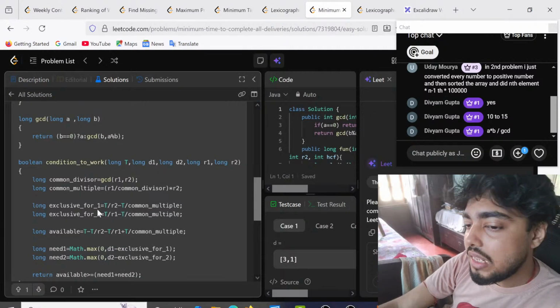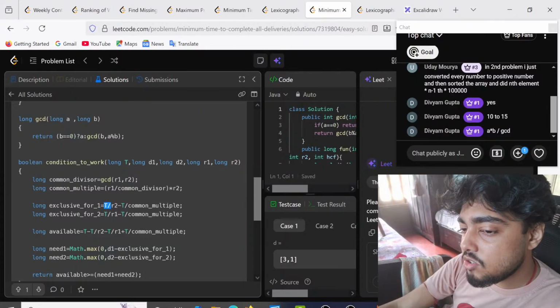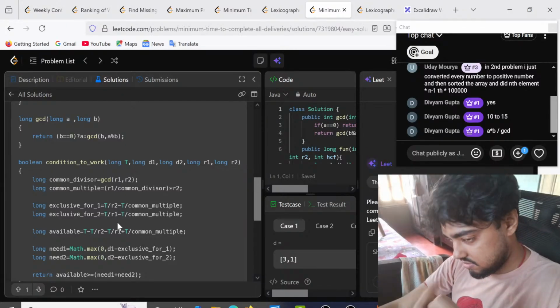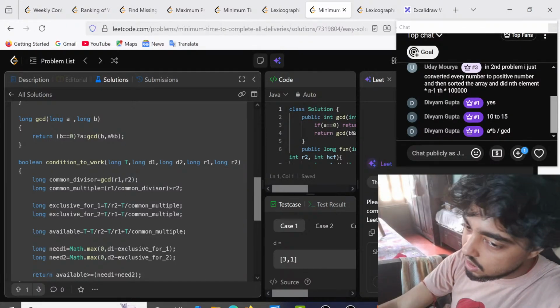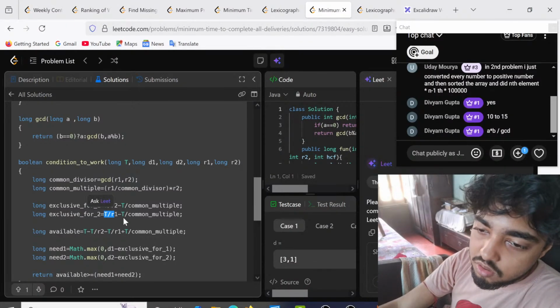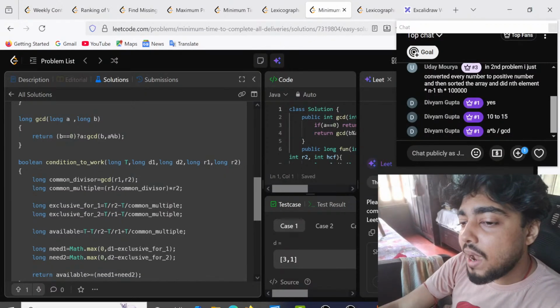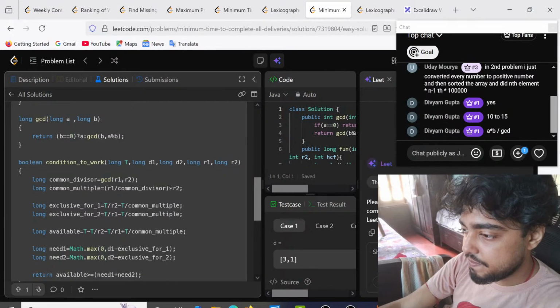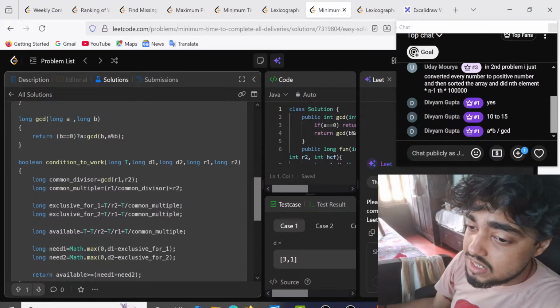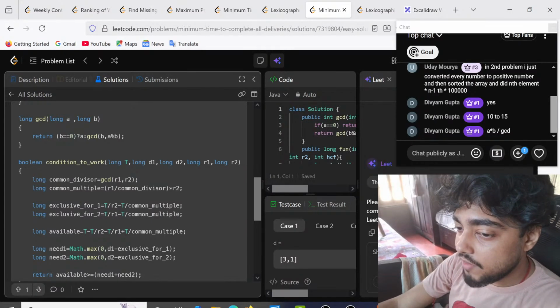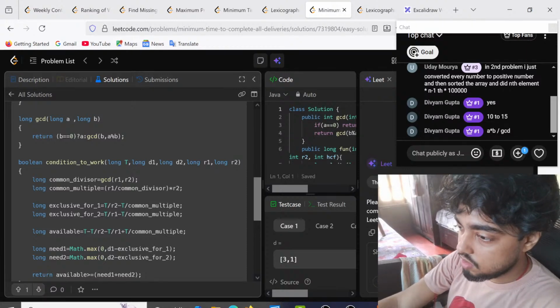Now, this is where the drone 2 is not going to work. Rather, I think he has altered the numbers, okay? And this is where the drone 1 is not going to work. He has altered the numbers. Minus T by common multiple. Why common multiple? Common multiple is the LCM, where both the drones are not going to work.